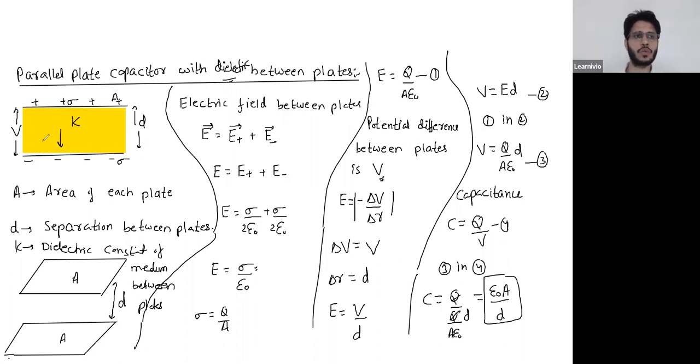So the field is downwards, that's E positive. Field is upwards, that's E negative. The dielectric medium between the plates has a dielectric constant K. So this is clear.